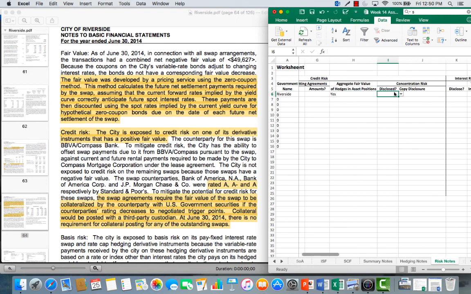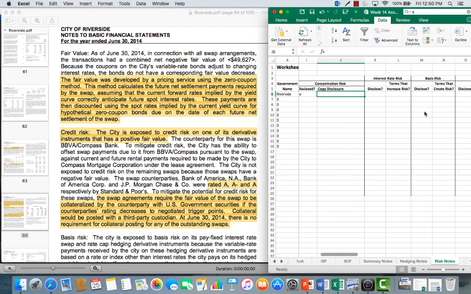If they have concentration risk, meaning they have credit risk, and it relates to a value that's above a certain percentage, I believe it's 5% of their total, then they will disclose what the concentration risk is. They don't have it, so it's not disclosed. If it was, I'd ask you to copy the disclosure into this space here.